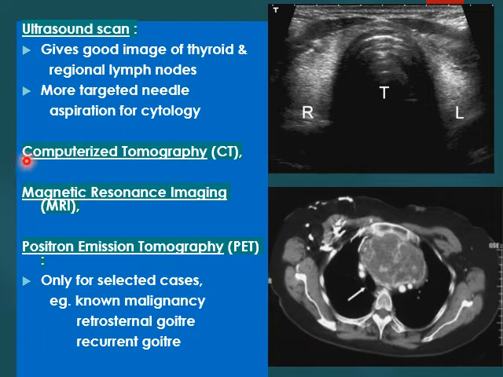Next investigation would be CT scan. Okay, here you can see a large thyroid swelling here at the thoracic inlet. Others include MRI and PET for selected cases, for example known malignancy, retrosternal goiter or recurrent goiter.